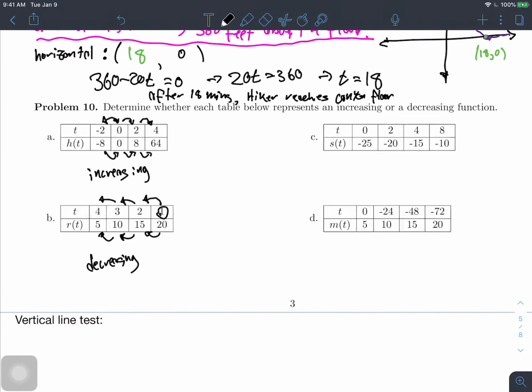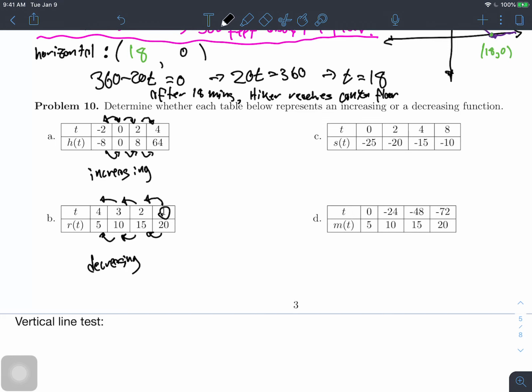Okay, we're out of time, so we won't do the last two. It looks like this one's going to be increasing, and this one down here should be, let's see, 72 to there. Yeah, this one should be decreasing as well.